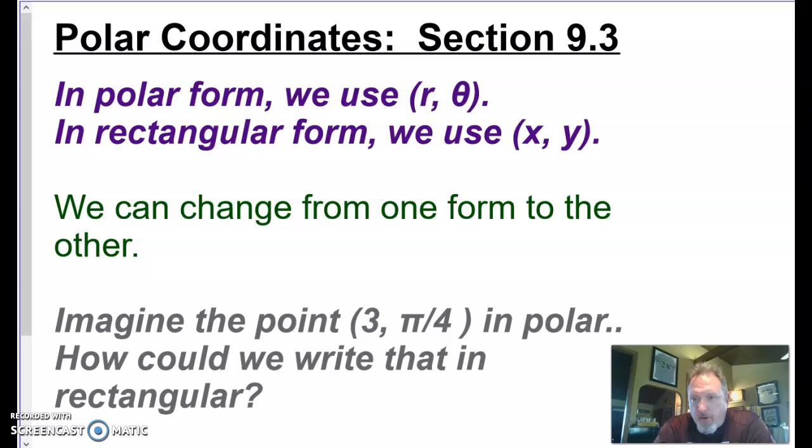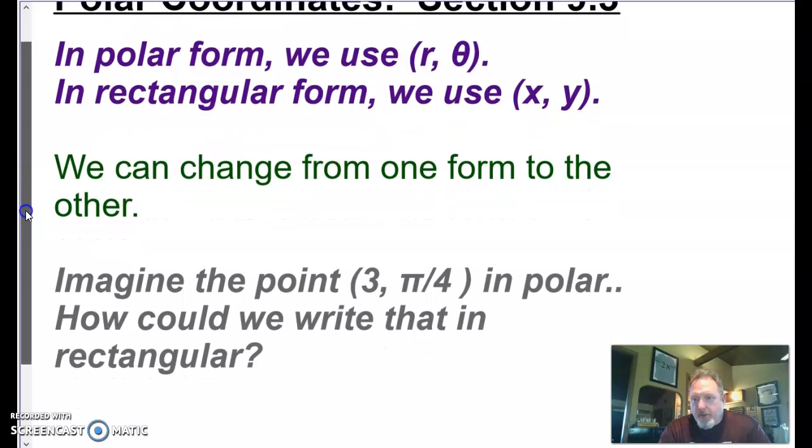Polar coordinates are in r and theta. So we have a radius, a distance from the pole on the polar graph. That's the circular graph, so that's how many rings out we are with r, the radius. And theta is the angle, whether it's in degrees or radians. In rectangular form, we use x and y. We can change back and forth from one to the other.